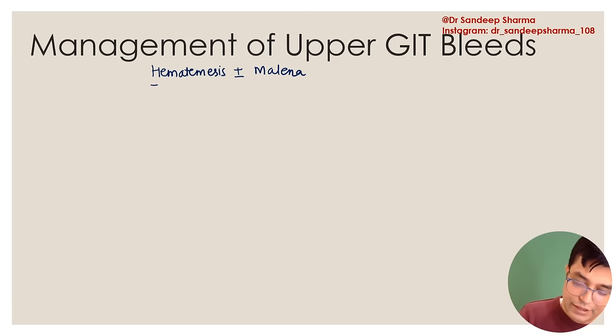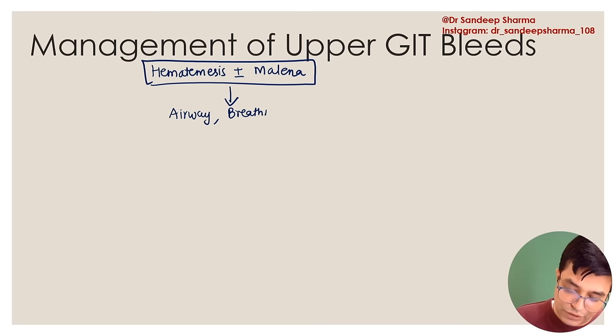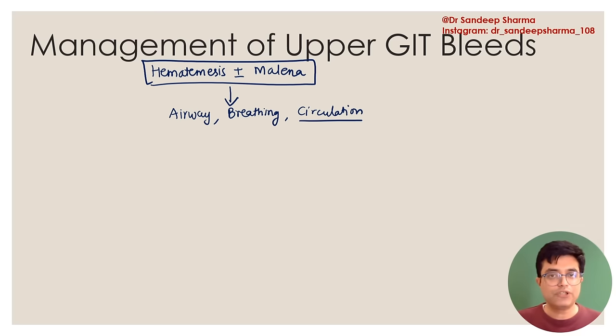Agar aapko upper GI bleed ke saath patient aaya hai, so you will suspect upper GI bleed is there. First thing to do in every emergency, what do we do? We do emergency procedures like airway, breathing, and circulation. And agar patient ke andar bahut zyada bleed hua hai, to obviously patient will be in shock.